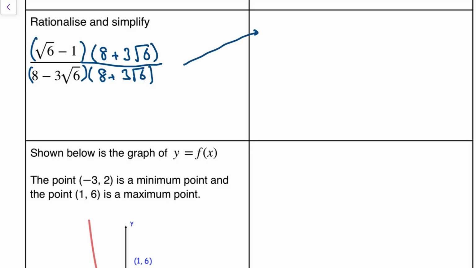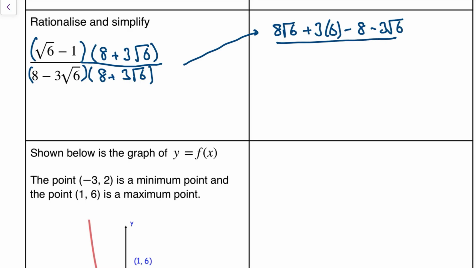I'm going to do my working over here. 8 times root 6 is going to be 8 root 6. Root 6 times 3 root 6 is going to be plus 3 root 6 times root 6, which is 6. Minus 1 times 8, which is minus 8. Minus 3 root 6. And I'll collect all those in a second.